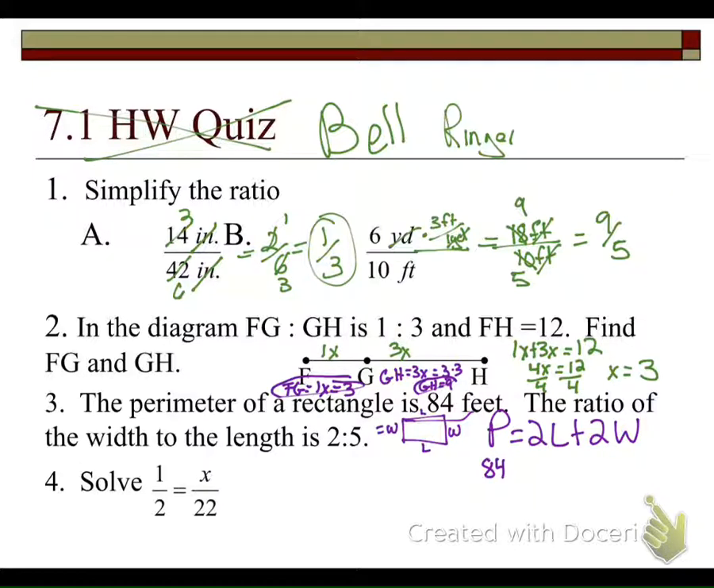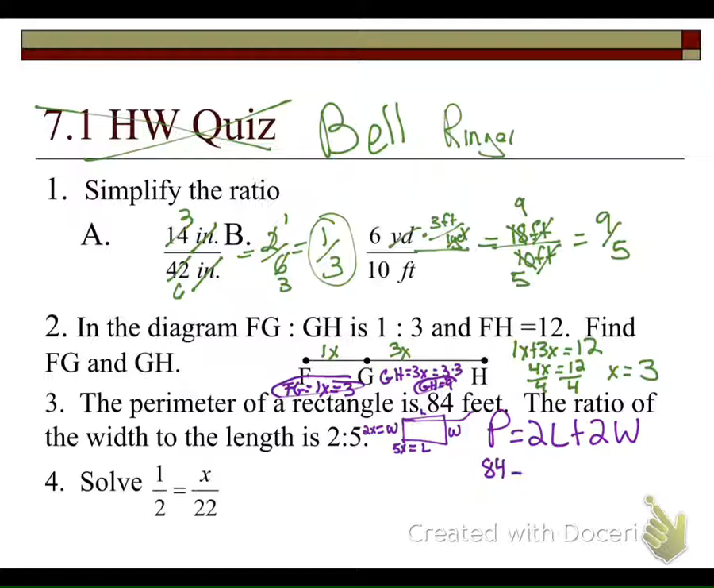Well, we see that width is equal to 2x. Notice again that the coefficients match the ratio. So 2. Over here we have length. Length is going to be 5x. And so those match.